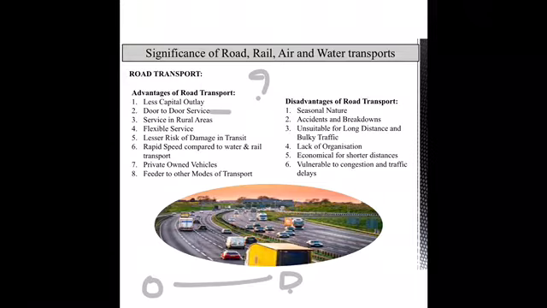And we do have disadvantages in road transportation. It's very seasonal in nature, so there are chances that your road may get blocked during the monsoon. Accidents and breakdowns are very high because road congestion is increasing day by day, which is leading to more accidents, and vehicles are expected to break down very frequently. And also it is not very suitable for long distances. Driving for long distances is inconvenient, and transporting very heavy bulky goods is also not economical by road transportation.